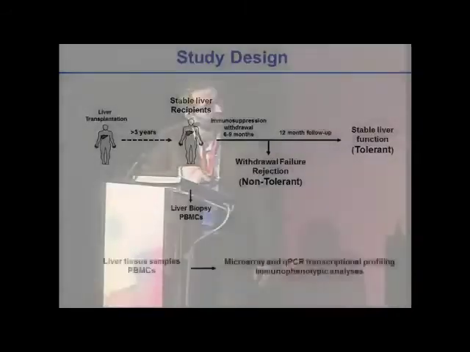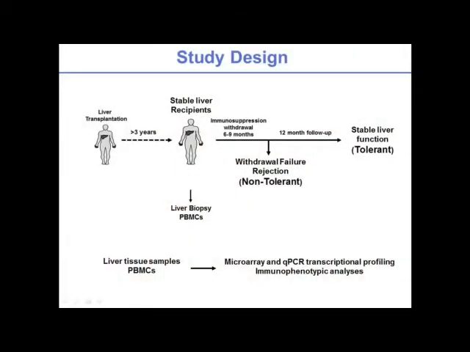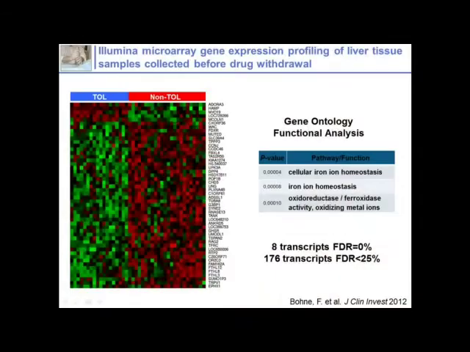This is a heat map, as I showed you before, and this heat map showed that a number of genes were significantly differentially expressed in patients with tolerance and in patients with no tolerance. And this is the false discovery rate. With an FDR of 0%, only 8 transcripts among the whole genome interrogation have been found to be differentially expressed in the two populations. If you put an FDR at 25%, you increase the number of significant genes up to more than 150 transcripts.